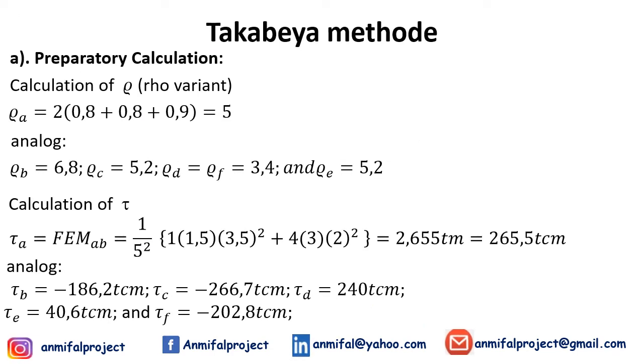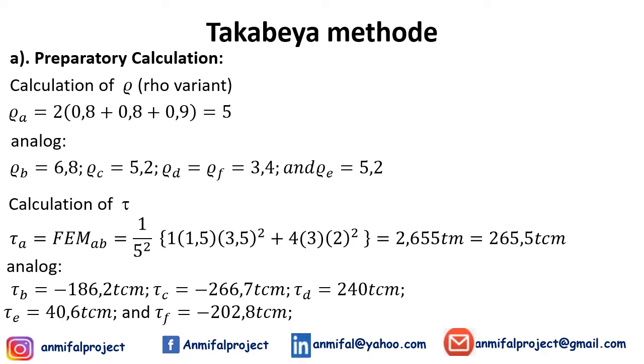The first step in the Takabeya method, you should prepare all parameters that are involved in the moment rotation determinations at every node, of course. There are the row variants in every node, the calculations of tau at every node too, the effect of the height of stories, T, the gamma at every section, and the moment rotations itself.